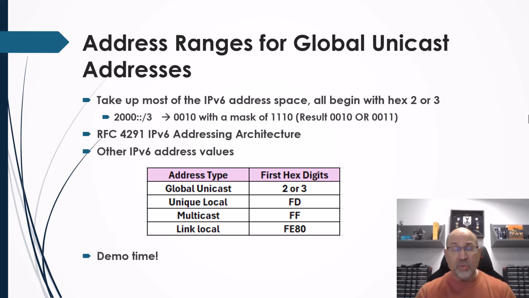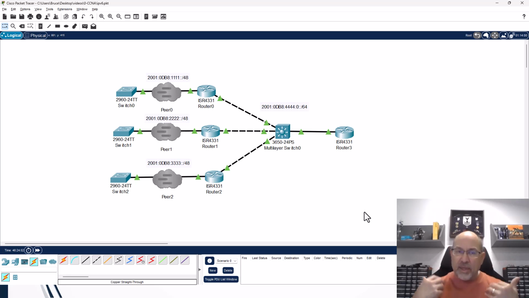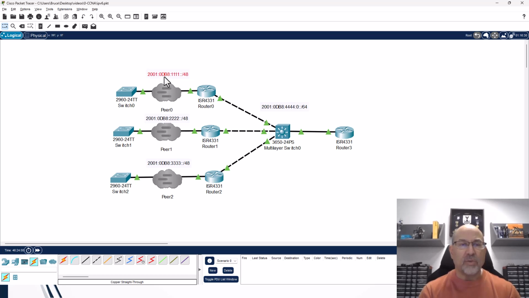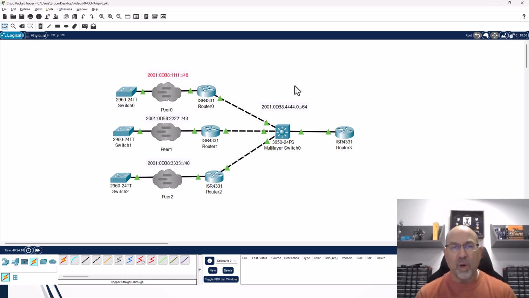But for right now, since we're talking about global unicast addressing, all of the addresses that we talk about will begin with 2000 in something. So our examples are going to be 2001. So let's take a quick look at a demo for how these might be assigned. So let's take a minute to take this in. We have 4 IPv6 networks. Right up here we've got the 2001:0DB8:1111::/48. So that means that all that we care about is these first 3 quartets, or 3 16-bit chunks, 48 bits of the address space.